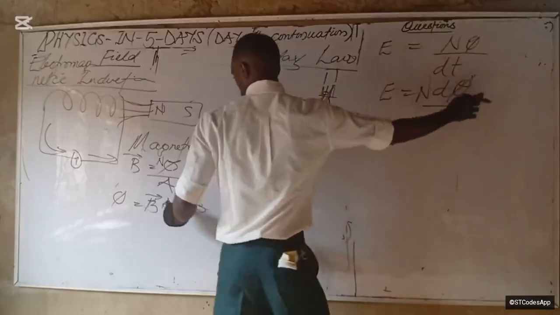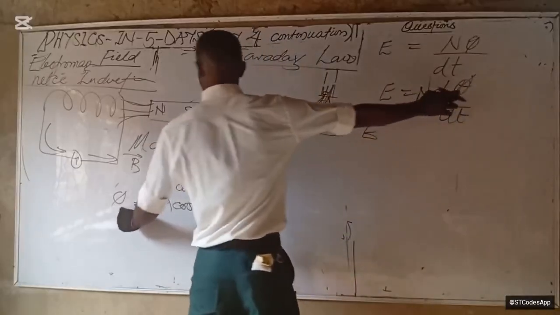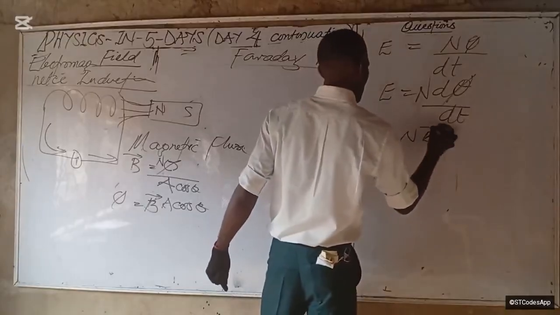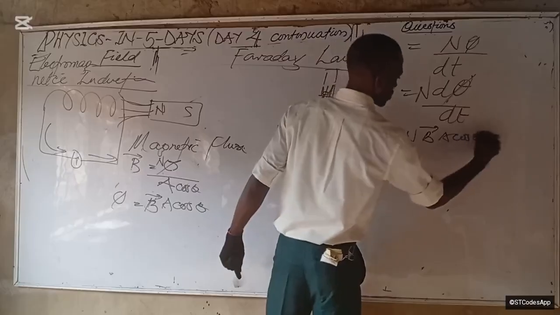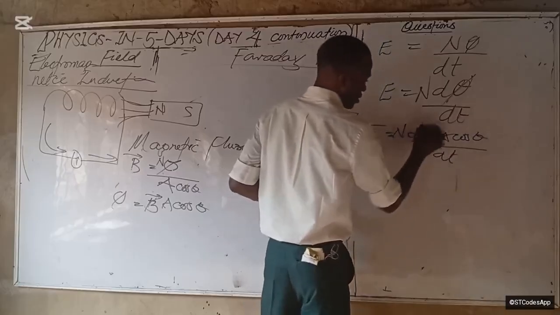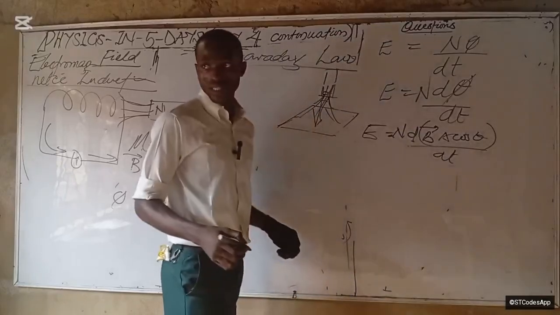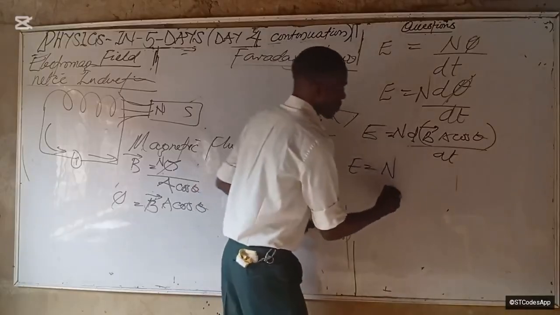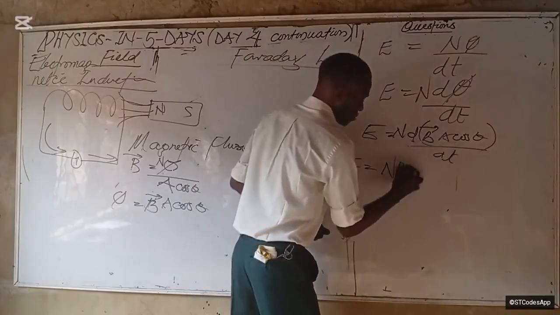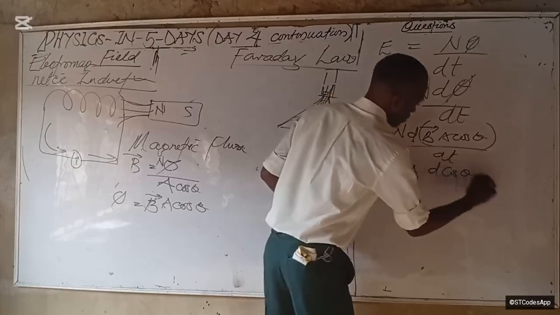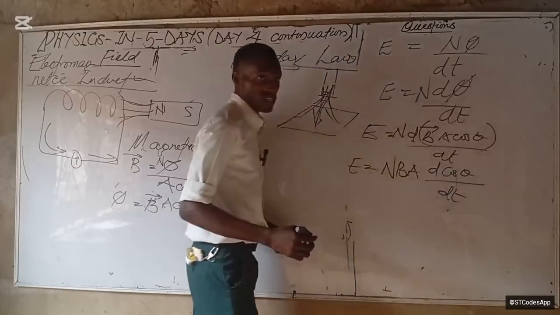Before we differentiate, let's bring in phi. Since phi is all this, then we have N B A cos theta over dt. So d of all of this, d of everything here. Does that make sense? So if we take the derivative, then E will be equal to what? N. Now these are constants, right? So they will come out too. d cos theta over dt. Does this make sense?